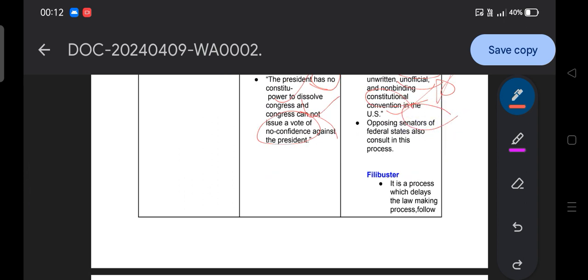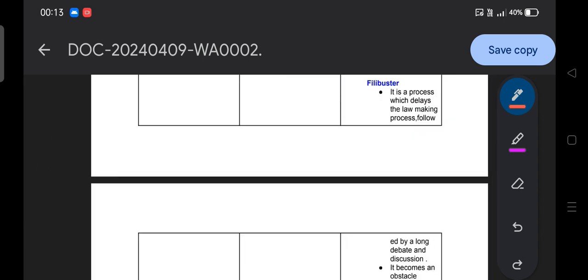Then moving to the next, opposing senators of the federal state are also consulted in this process. Those senators who are not part of the president's political party also provide consultation or suggestions to the president on the appointment of federal judges. Okay, that is how it works.